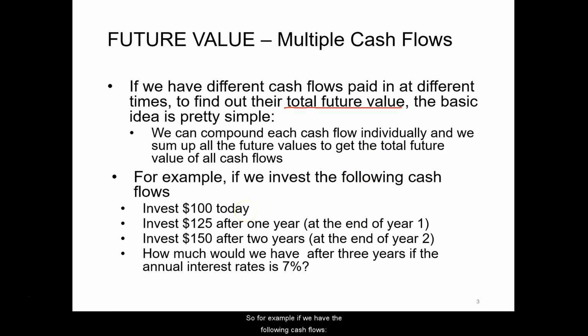So for example, if we have the following cash flows, $100 today, and $125 after 1 year, and then $150 after 2 years. So all these are invested at different times. You can try to draw a timeline to capture the cash flows at different times. The question is, how much would we have after 3 years if the annual interest rate is 7%?